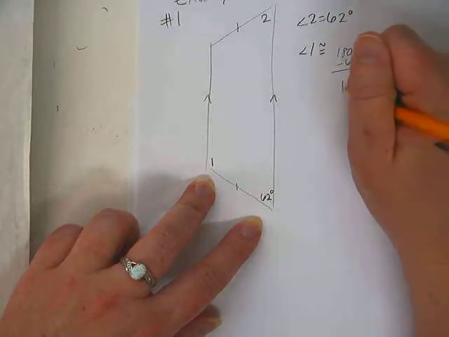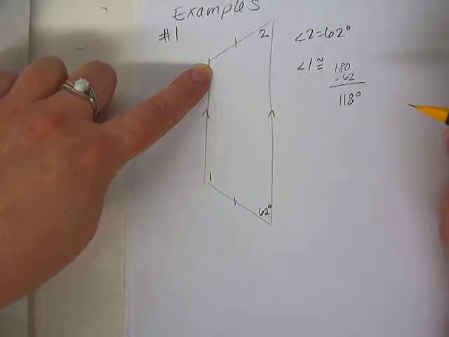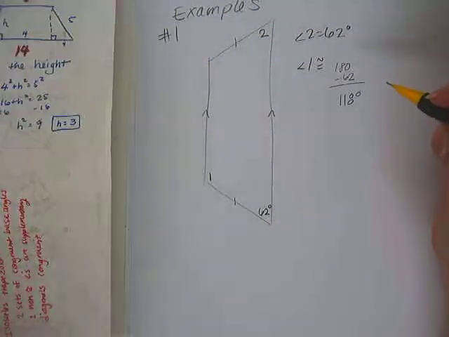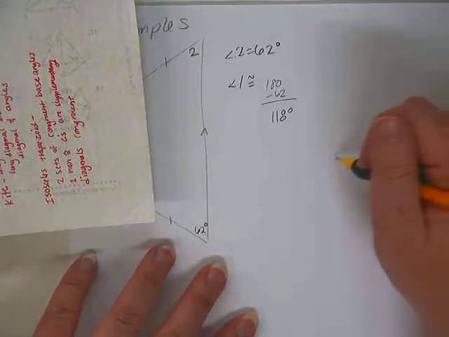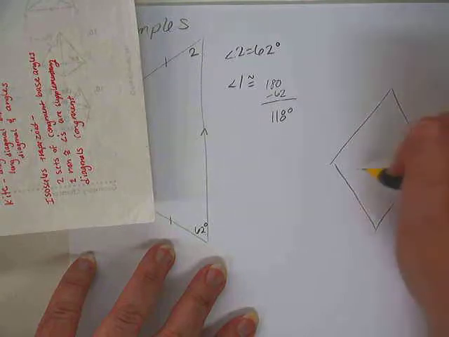Okay, these two angles will add up to 180. So how can we find angle 1? Okay, so then what will that number be? 118. Good job. So what if I put a 3 right here? What would angle 3 be? Everybody all together on the count of 3. 1, 2, 3. 118. Nice job.